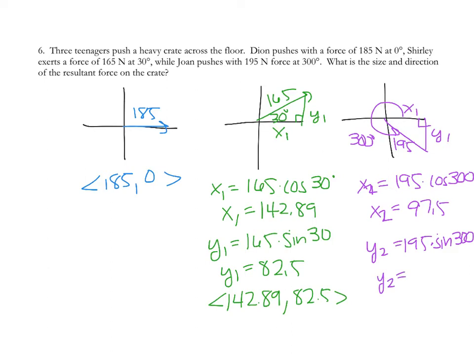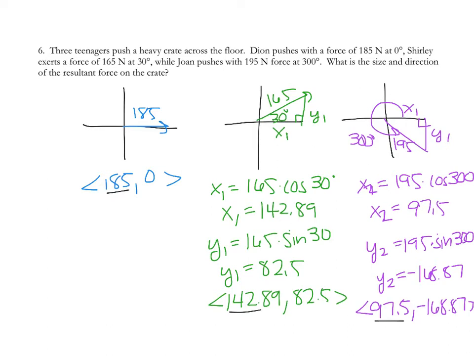We get that the y is negative 168.87. So there are my three vectors. The next thing I'm going to do is add them together. I'm just going to add on my calculator right now so as to not take up more space.